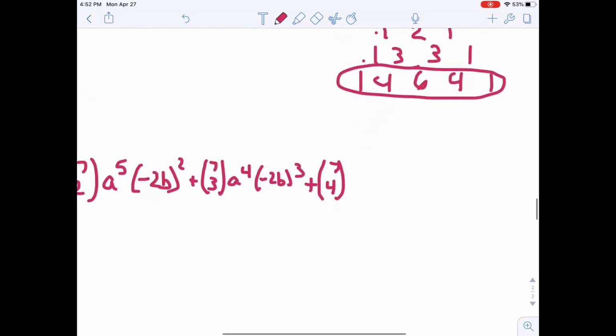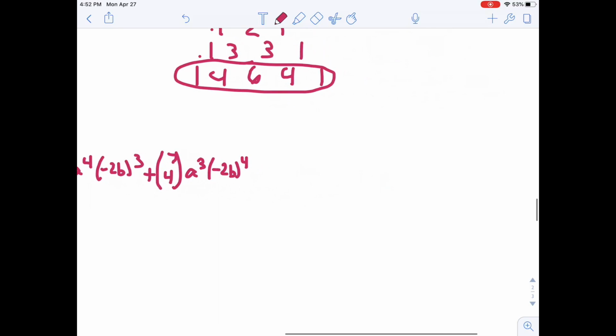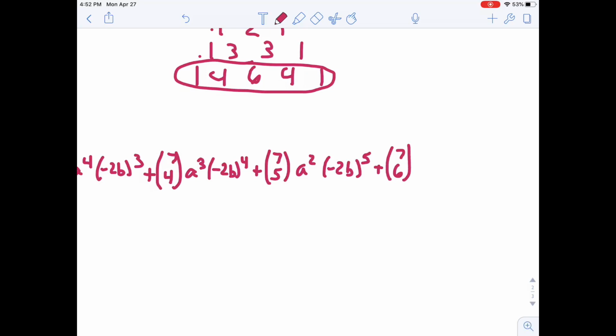Then we go 7 choose 4: a to the third, negative 2b to the fourth. Hopefully we fit everything in here. We got 7 choose 5: a to the second, negative 2b to the fifth. Again, your exponents should add to 7. Make sure you're always doing that right. So 3 and 4 are there, 2 and 5 are good.